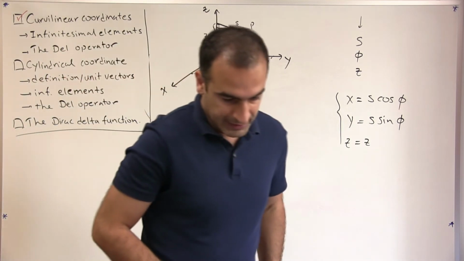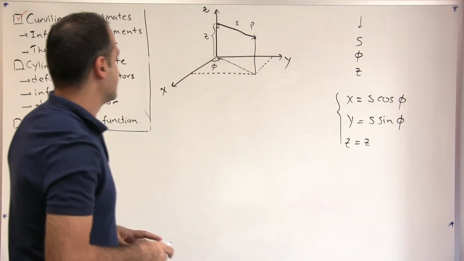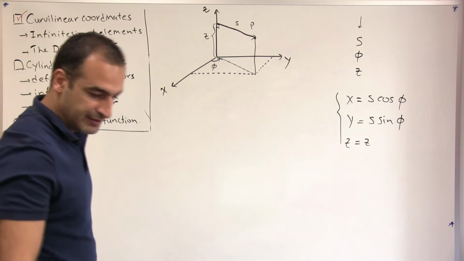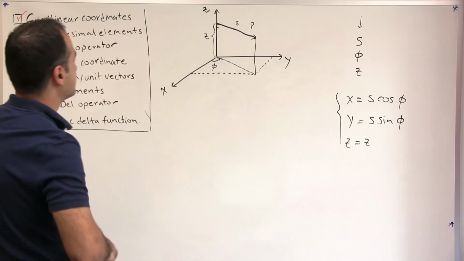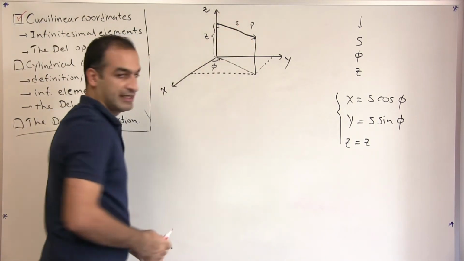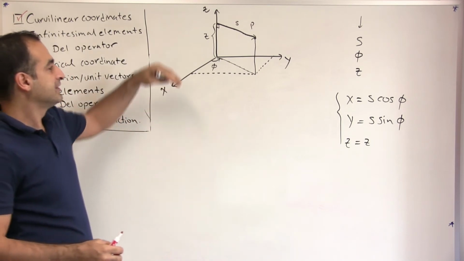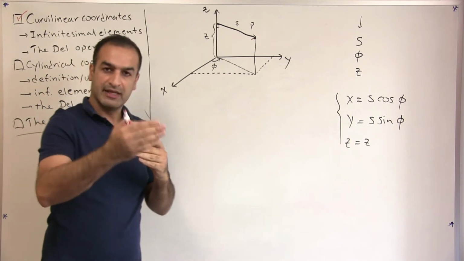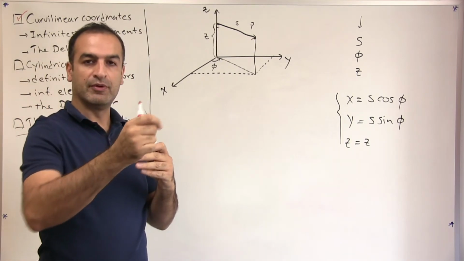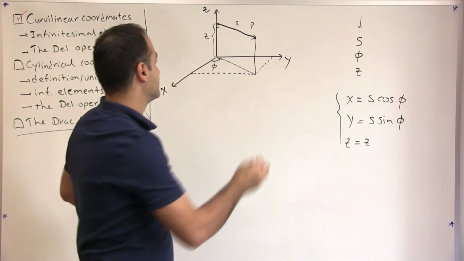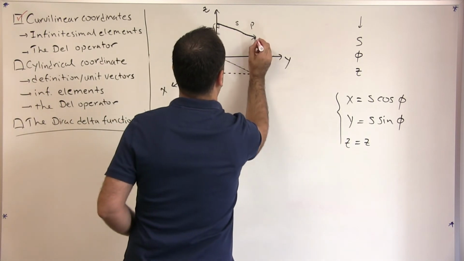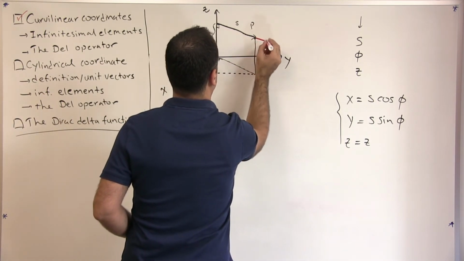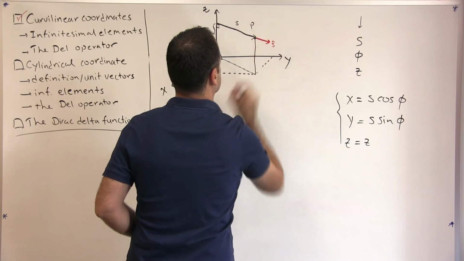And now let's look at the unit vectors. Okay, so 3 unit vectors. One of them is a unit vector in the direction of s, and the same way we discussed with spherical coordinates, the unit vector should be in the direction that if we increase s, the point P is going to move in that direction. So that means s hat should be right in the same direction, and this is s hat.